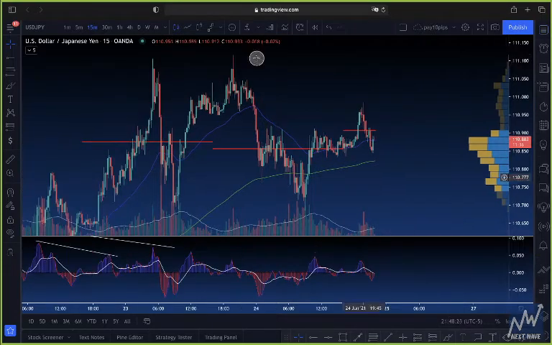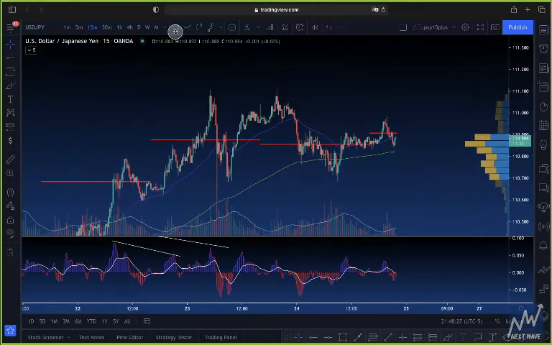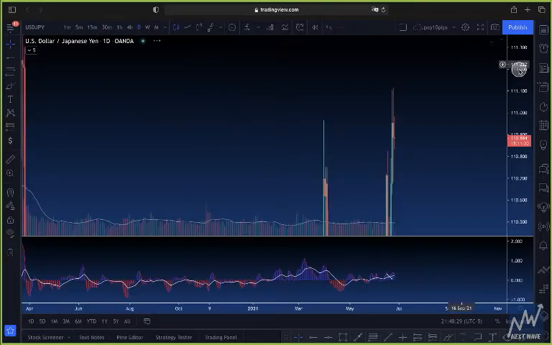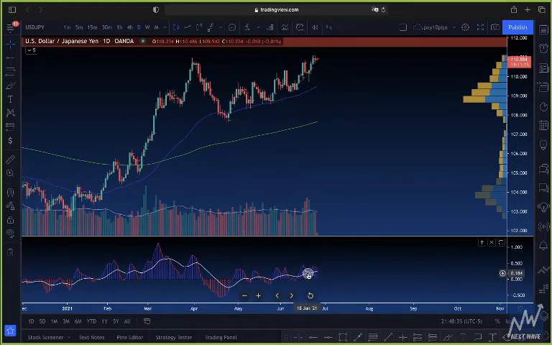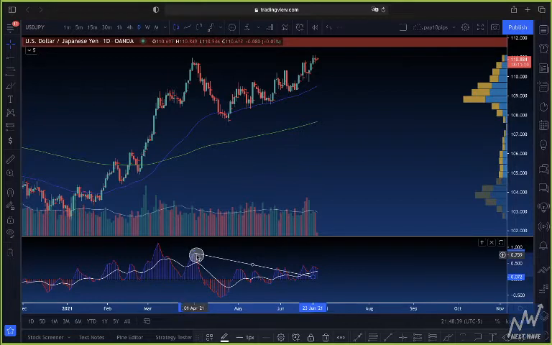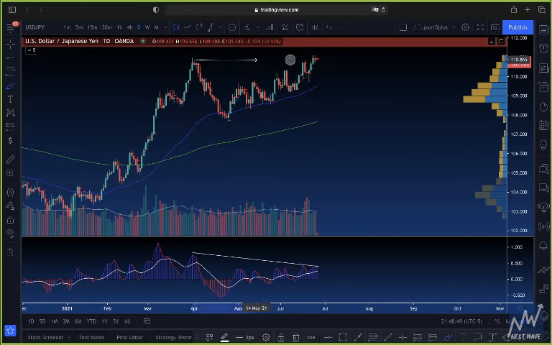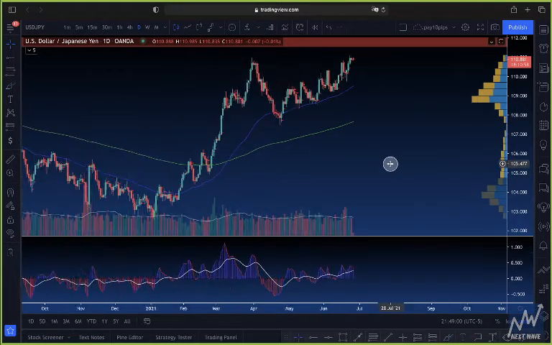Got UJ. UJ is looking a little sloppy on the 15-minute. Let's see what it looks like on this higher time frame. Okay, so we definitely have some divergence forming on the higher time frames. You can see this swing right here lines up with this swing, and this swing on the MACD lines up really nice with this. So the market is barely making an equal high, a barely slightly higher high here, and momentum is starting to fall. So I'm not really wanting to buy UJ at all based off that.